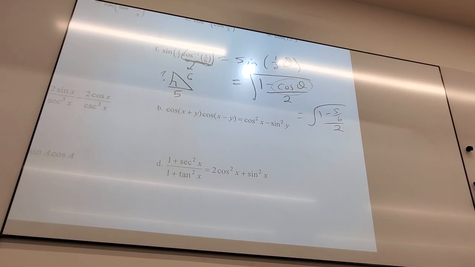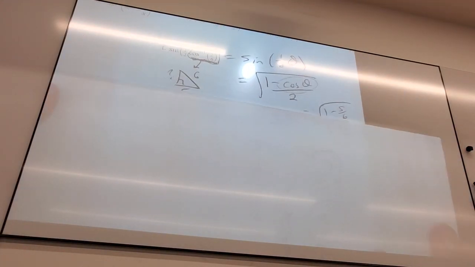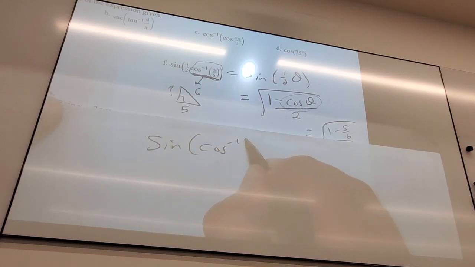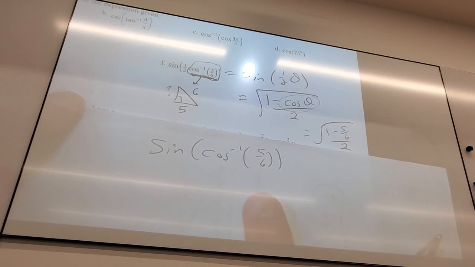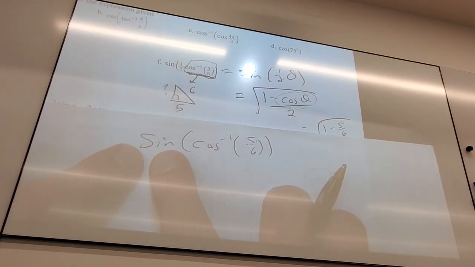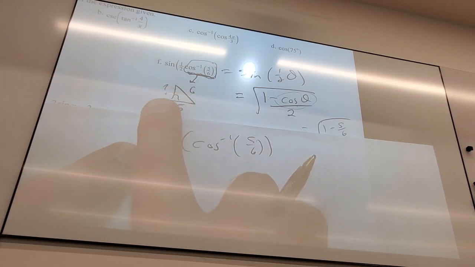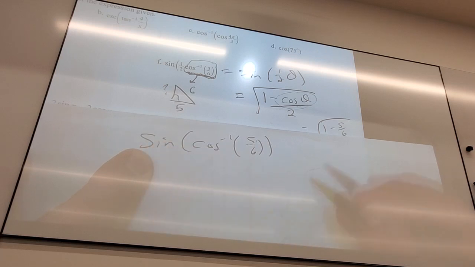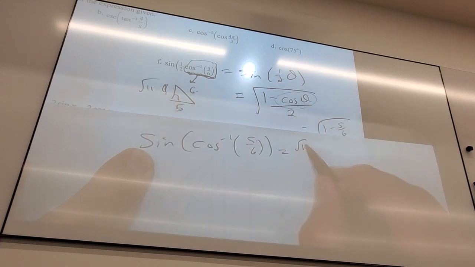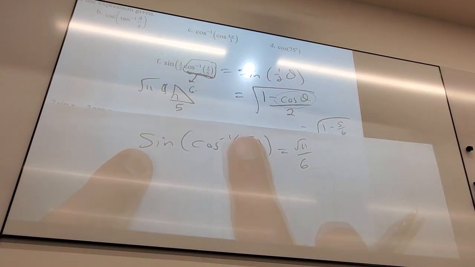So real quick, just to make sure you understand, if the question would have been instead sine of inverse cosine of 5/6, I would have drawn this triangle, and then wouldn't I need this side? If I was asking for the sine of this angle, the answer would be square root of 36 minus 25, square root of 11 over 6.